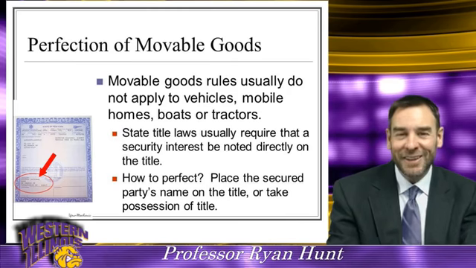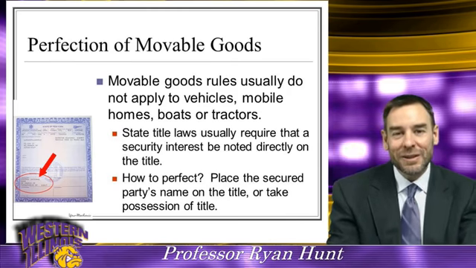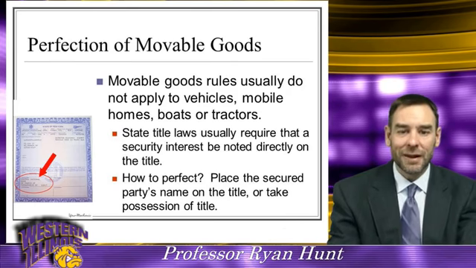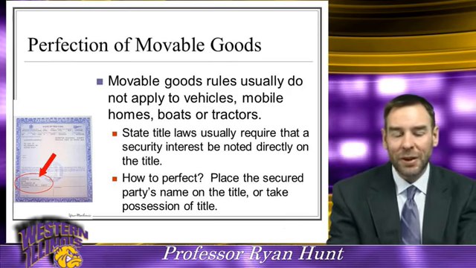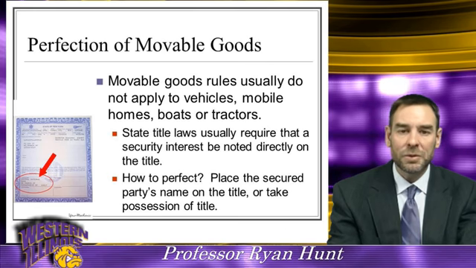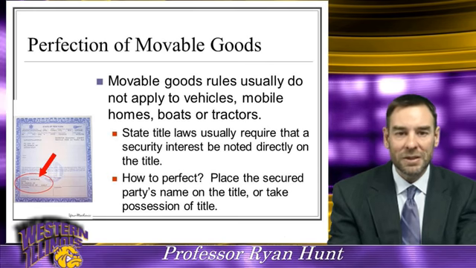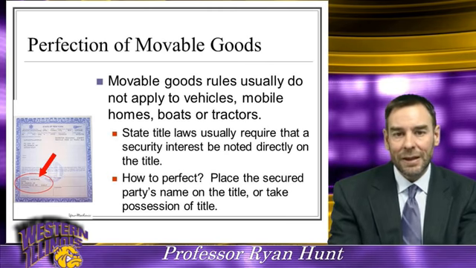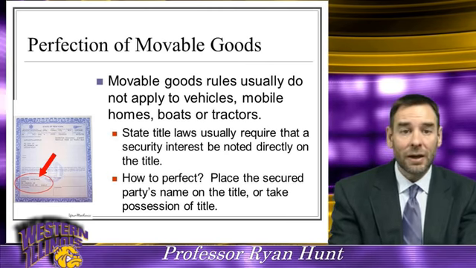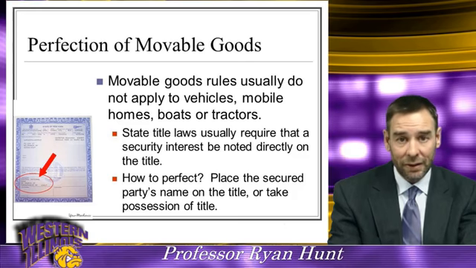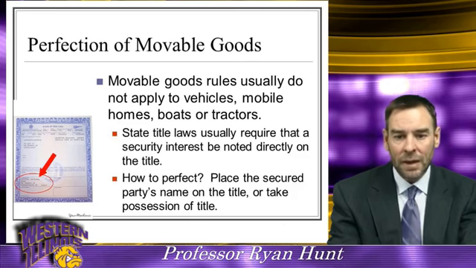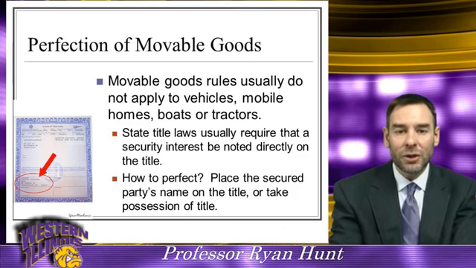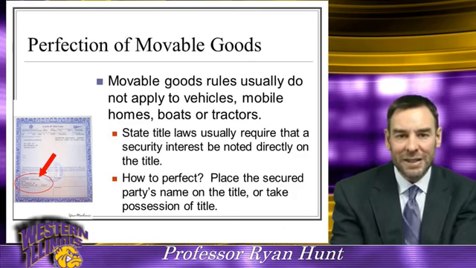Now let's talk about what happens when the collateral itself is by its nature movable, like vehicles and the like. Movable goods rules usually do not apply to things like vehicles, mobile homes, boats, even some tractors or bigger pieces of equipment, because there's a statute in those states that deals with perfection of security interests in those things, specifically outside of UCC Article 9. I like to put in this category any kind of movable goods that have a certificate of title, because that's really what we're talking about.